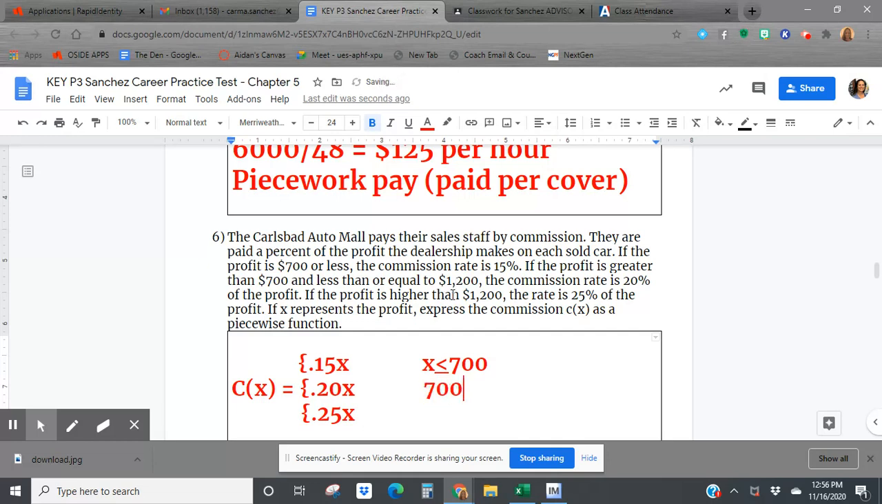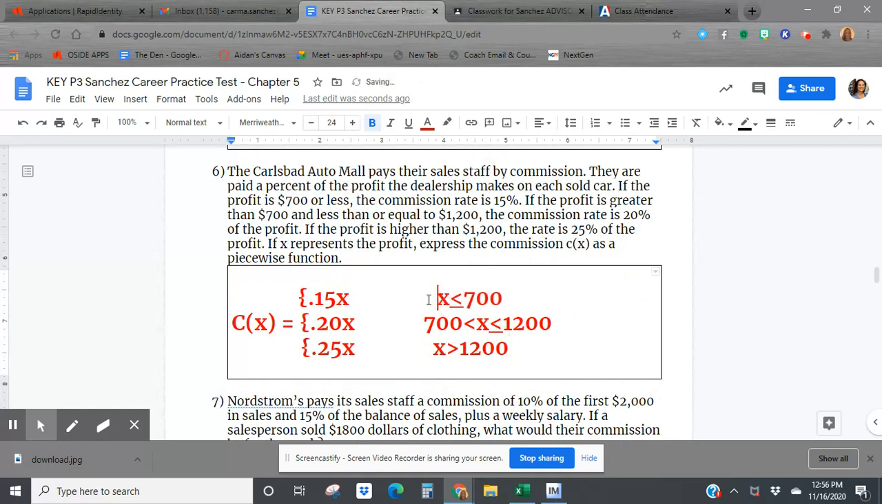So basically between 700 and 1200, but it says less than or equal to the 1200. So we put that equal to bar. And this last one says for all profits greater than 1200. So here's my functions, here's my parameters or my domains that go with those relative functions, and we're done.